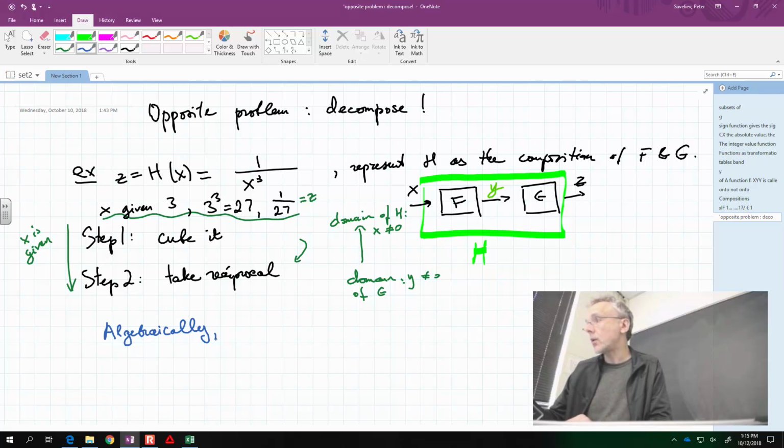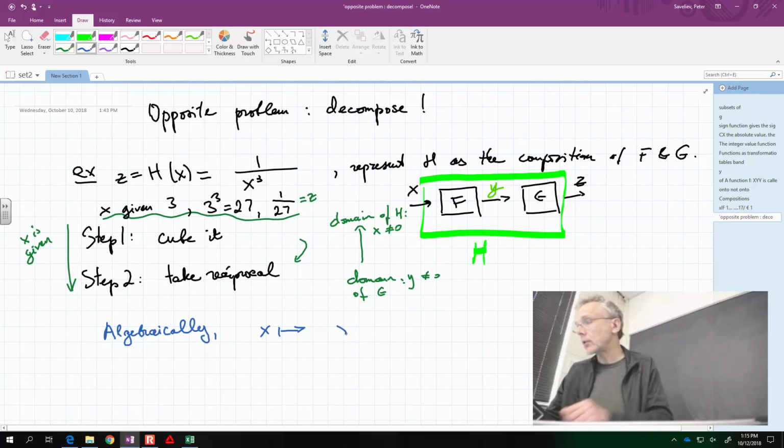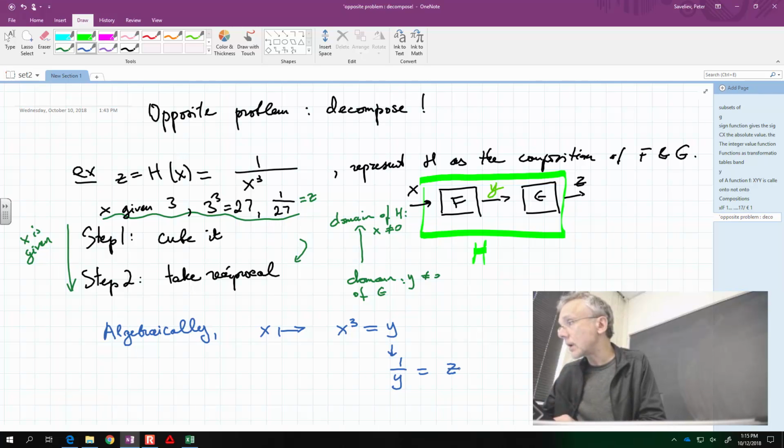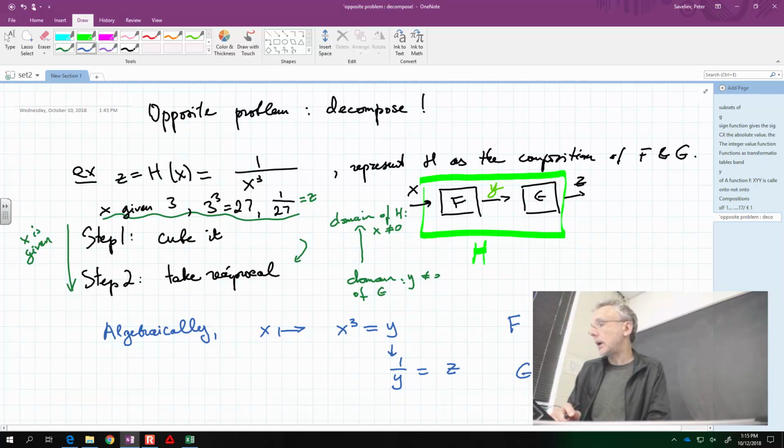How do I get y? I get from x, I go to y, which is what? Cubed. So it's x cubed. Call it y. Then y is passed to the next stage. And what I do is take 1 over y, which is z. So that's the 2-step procedure. At the end, I end up with z. These are the 2 functions. So the first stage is f, the second stage is g, and that ends it.